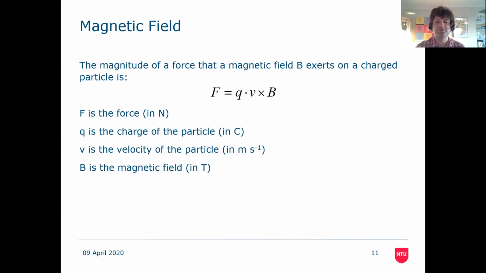Now, what does this cross product mean? Well, if we just want to know the magnitude of the force, we don't need to worry so much about the cross product. But where it's really useful is thinking about the direction of the force.